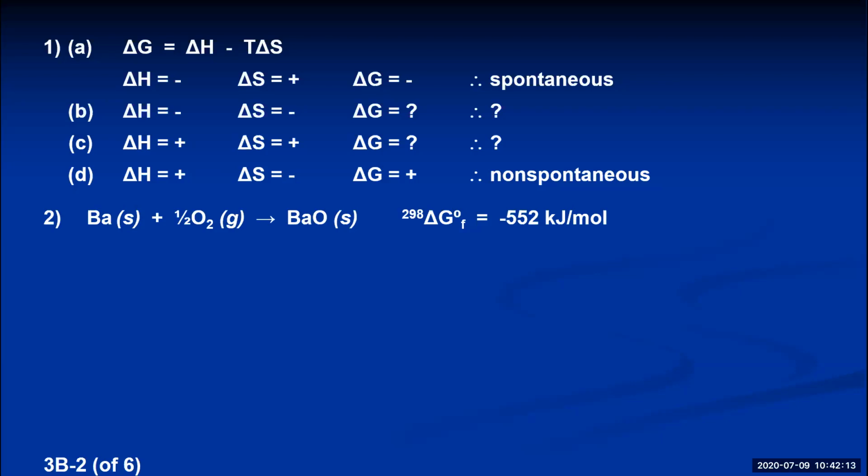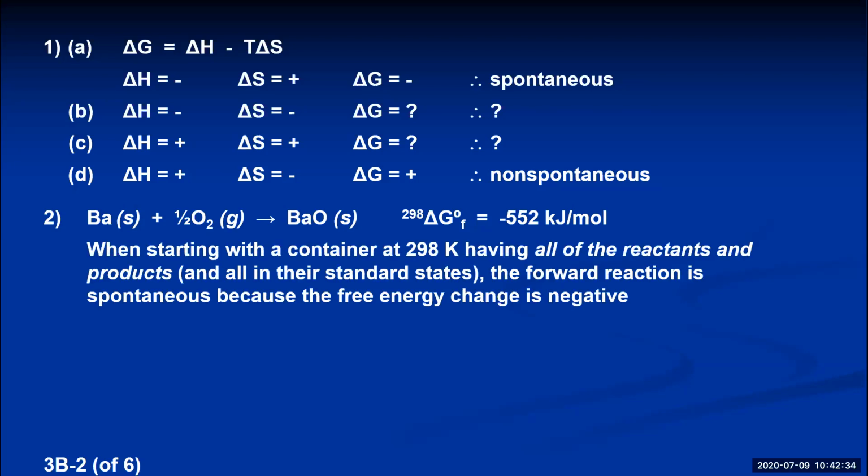And what does that mean? That's the free energy change when you form 1 mole of barium oxide, when you start with a container that has barium in it, oxygen at 1 atmosphere pressure, and barium oxide in it. All three are present. And when all three are present under standard conditions, because the value is negative, it means the forward reaction is spontaneous.